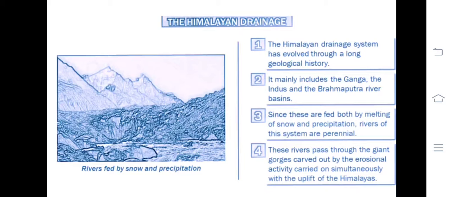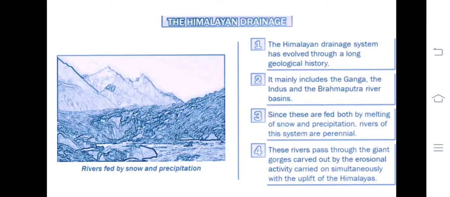The Himalayan drainage system has evolved through a long geological history. You are aware of this. It mainly includes the Ganga, Indus and the Brahmaputra. That's why the plain is called the Indo-Ganga and Brahmaputra plain, because this river system covers the whole area from east to west. Since these rivers are fed both by melting of snow as well as precipitation, the rivers of this system are perennial in nature.